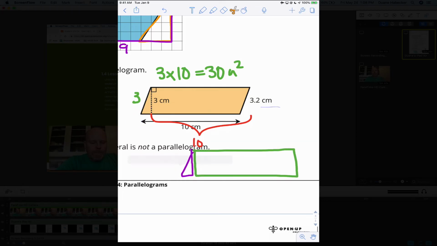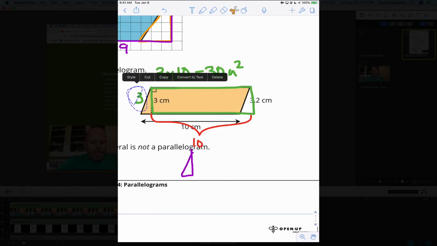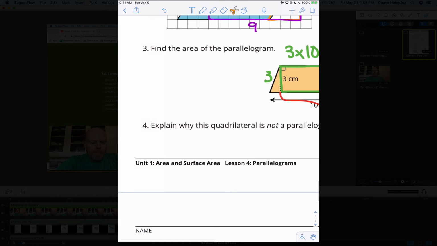And you might be saying, well, wait, what happened to this 3.2? Why didn't we use this 3.2? Well, it's not necessary in this problem. It tells us the slant length, the length of this slanted thing, but that's not going to help us in this problem because we need to find the area of a rectangle, which has nothing to do with this slanted length right here. It has everything to do with the height, and the height is 3. So that height is 3. So what matters is the 3, not the 3.2. And so that is how we got that area.